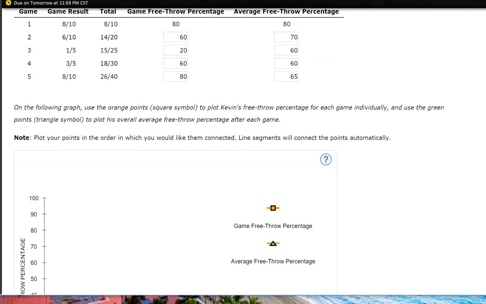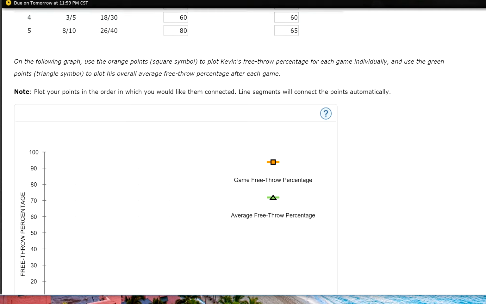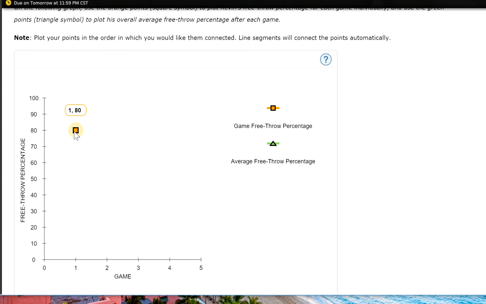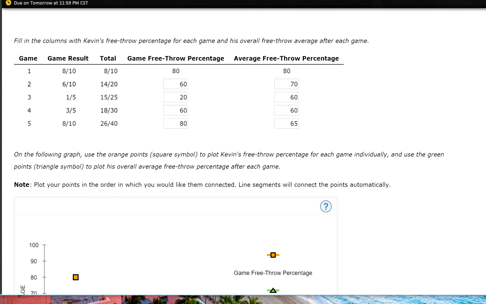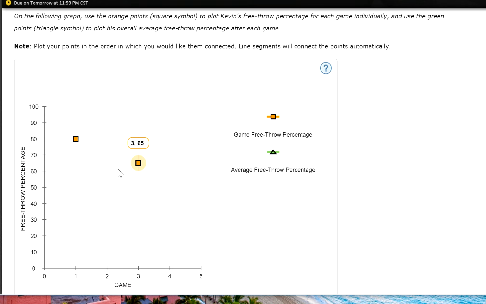Next, we're going to plot the points. So on the following graph, use the orange points to plot Kevin's free throw percentage for each game individually, and then use the green points to plot his overall free throw percentage after each game. Alright, so first game, 80%, so we're going to use our orange symbol. Second game, 60, and then 20, 60, and 80. Oh, it's symmetric.